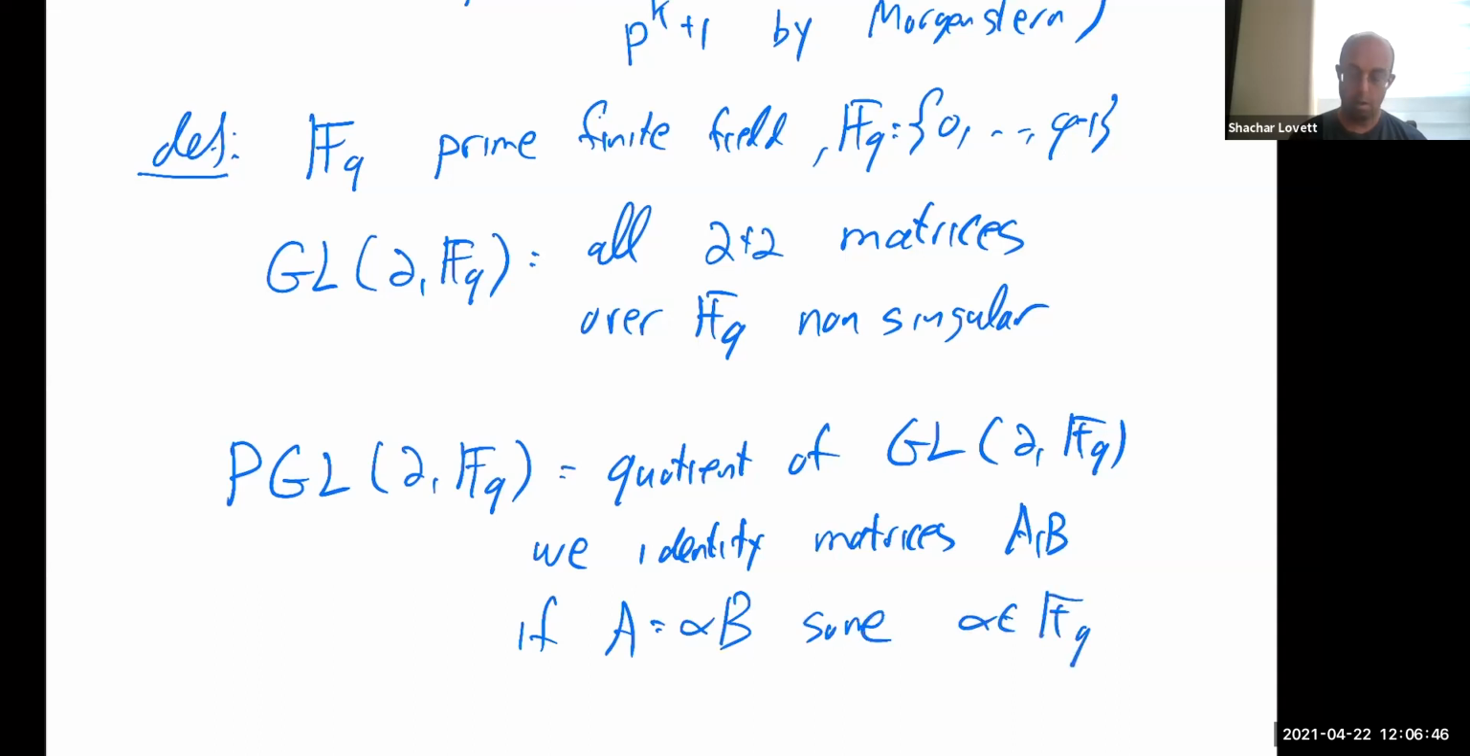Okay, so that's just a starting point. We start with all the 2x2 matrices, but then if two matrices are the same up to multiplication by a constant, we identify them. And that in general you can do for groups. This gives you what's called, it's not a subgroup, it's a quotient, but you can prove this is still a group. And that's called the projective general linear group. That's going to be the group in which we're going to operate.